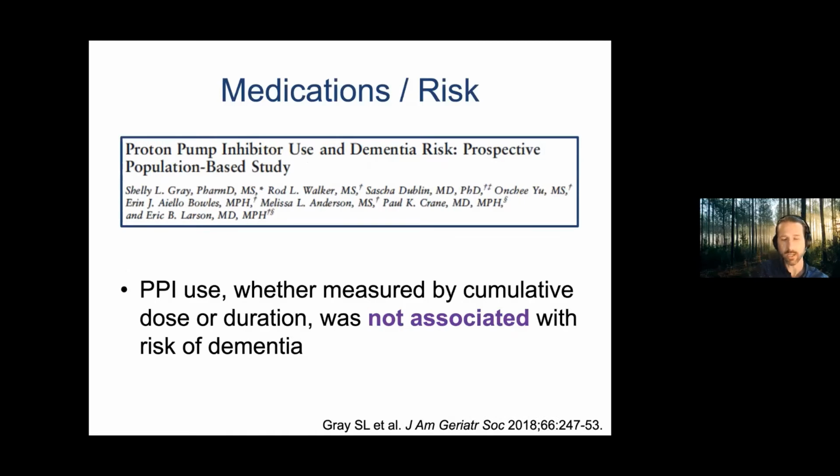So again, Shelley Gray and colleagues conducted analyses in the ACT study showing that PPI use, whether measured by cumulative dose or duration, was not associated with the risk of dementia. And this finding has been replicated in other samples as well. So although there are other safety concerns with long-term PPI use, the results from this study do not support that these medications should be avoided out of a concern of dementia risk. But we have plenty of other reasons to not use PPIs willy-nilly.